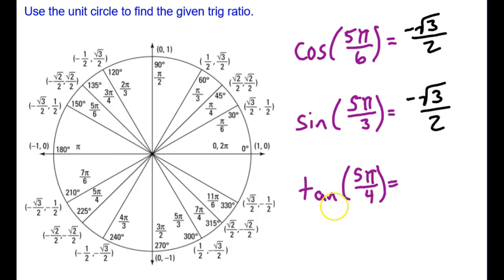And the last one, we're looking for tangent of 5 pi over 4. Takes a little more work now because we can't directly see tangent in the ordered pairs. We have to remember that tangent is equal to sine divided by cosine. So if we find that radian measure 5 pi over 4, we have to take the y value divided by the x value, the sine divided by the cosine, negative radical 2 over 2 divided by negative radical 2 over 2. Anything divided by itself is 1. Thus, the tangent of 5 pi over 4 is equal to 1.